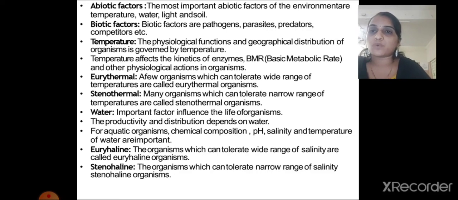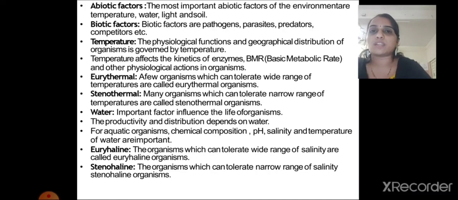Next abiotic factor is water. It is the important factor which influences the life of the organism, and the living organism's life is totally dependent on it. The productivity and distribution depend on water. For aquatic organisms, the chemical composition, pH, salinity and temperature of the water are important. So many factors are there for which the organism needs water. So water is the most essential factor for living organisms.